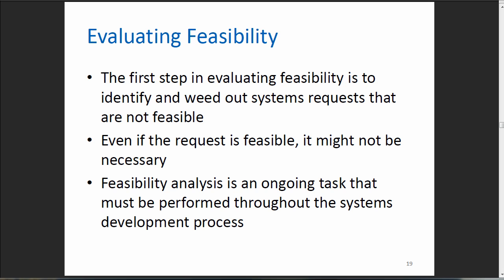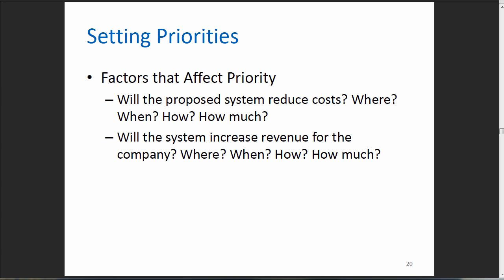Of course, I'm giving you clear examples. So even if the request is feasible, it might not be necessary. You know, feasibility analysis is an ongoing task. So again, what's not feasible today may be feasible a year from now. We have the money, we have the time, whatever the case may be, and the project becomes important. So setting priorities, again, will the proposed system reduce costs? Where, how? Will it increase revenue? Where, how, when, how much?